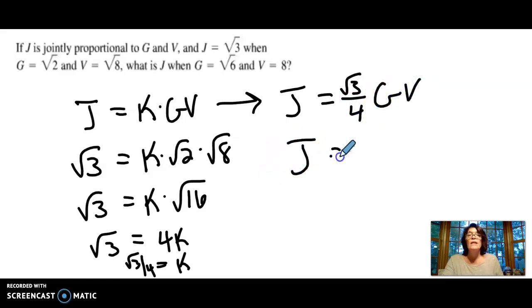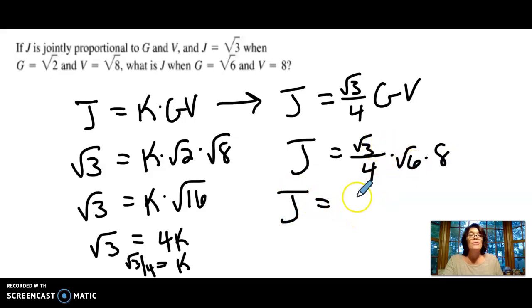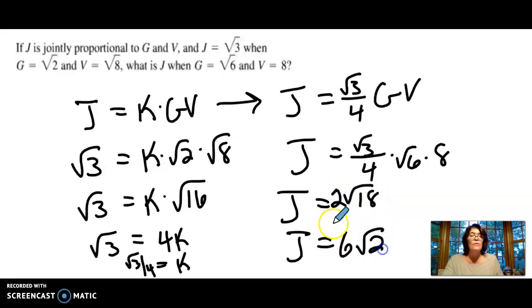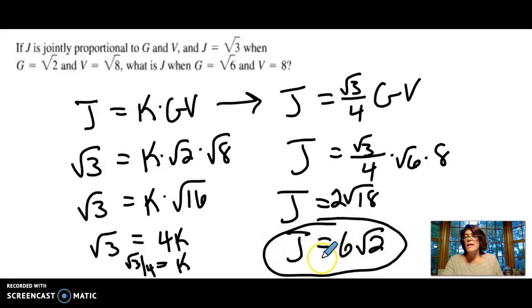So what is J when G is square root of 6 and V is 8? So J equals, what's that, square root of 18. And then 8 divided by 4 is 2. So we have 2 square roots of 18. 18 is 9 times 2. Square root of 9 is 3. 3 times 2 is 6 square roots of 2. Okay, that was kind of fast, but the point, again, isn't so much the square roots and the multiplying and the simplifying as just getting the formula.